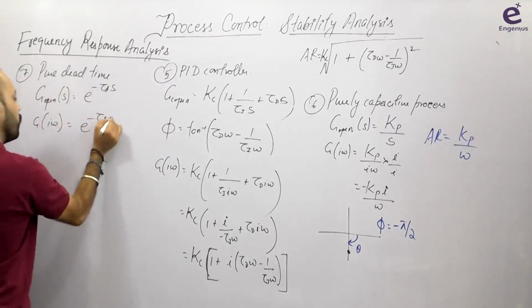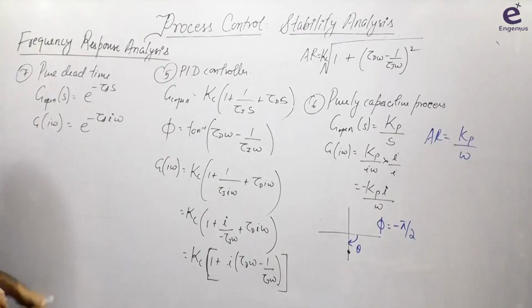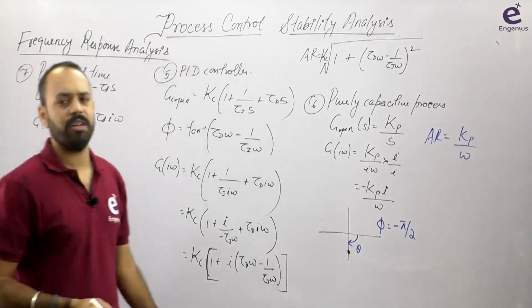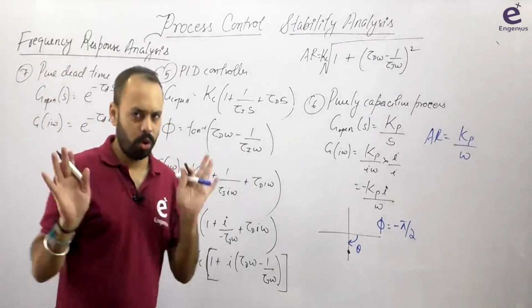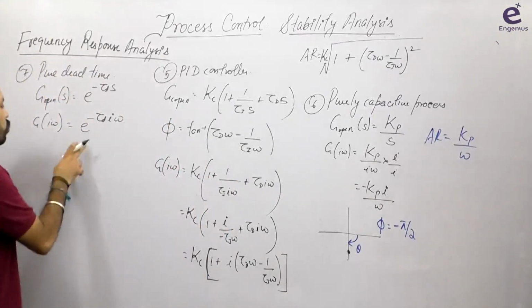Now you will say, sir, how will we do this? Either you know that e raised to power iota theta is equal to cos theta plus iota sin theta. Either you do that, but let us not use those methods.